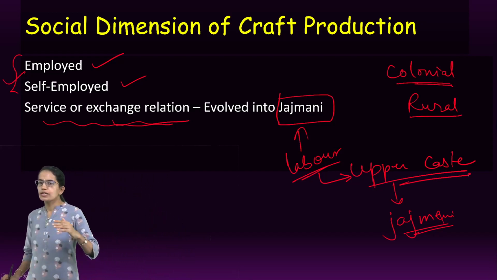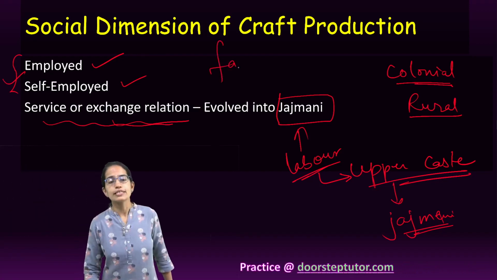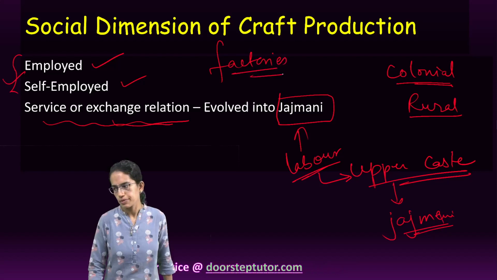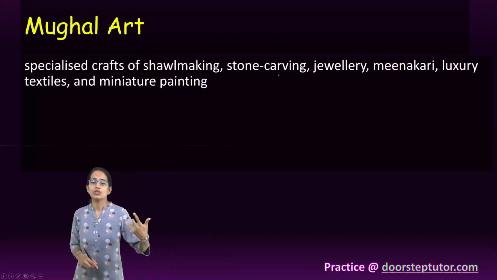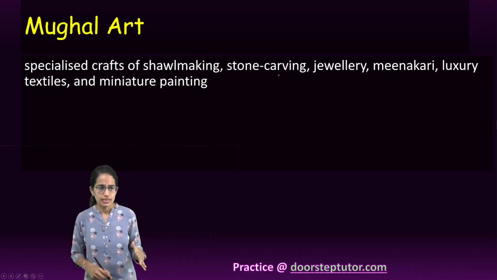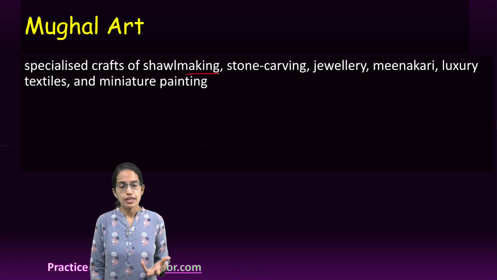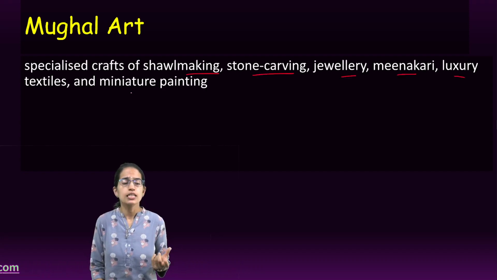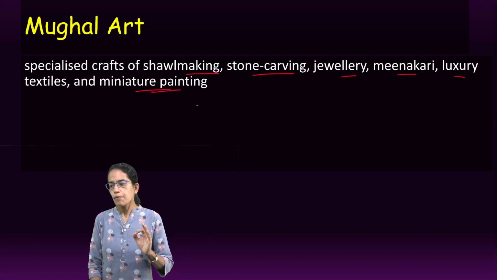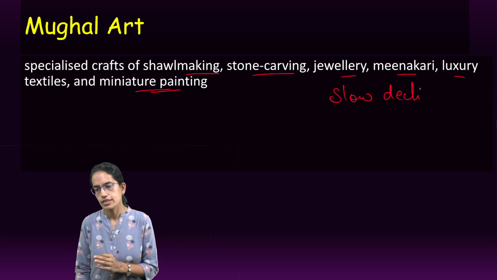Also, during the Sultanate period and the Mughal period, there were what were called karkhanas or factories that came into evolution, and these karkhanas or factories were established by the state. Now, during the Mughal period, there were specialized crafts, for example, making of shawls, carving of stone, jewellery, meenakari, luxury textiles, small miniature paintings. But later on, a slow decline in Mughal art was witnessed.